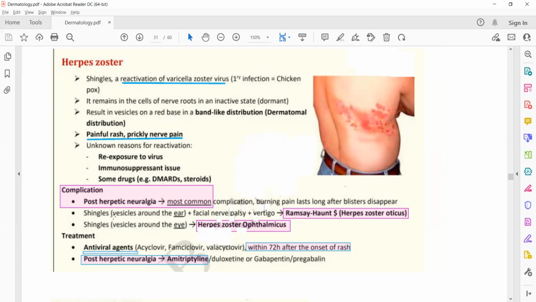Remember that if there are shingles, what are shingles? Shingles are itchy vesicles that are painful. If they are found on the trunk, they are known as herpes zoster. If they are found around the ear and there is facial nerve palsy and vertigo, then it is known as Ramsay-Hunt syndrome or herpes zoster oticus. So shingles around the ear plus facial nerve palsy plus vertigo, our diagnosis will be Ramsay-Hunt syndrome or herpes zoster oticus. Similarly, if shingles are around the eye, then it is known as herpes zoster ophthalmicus.